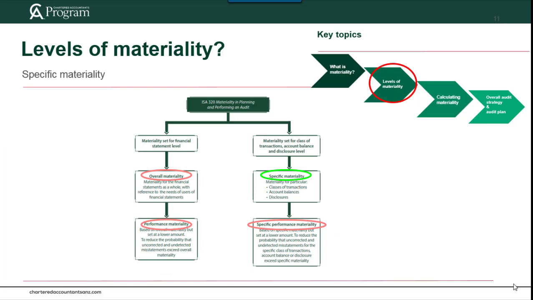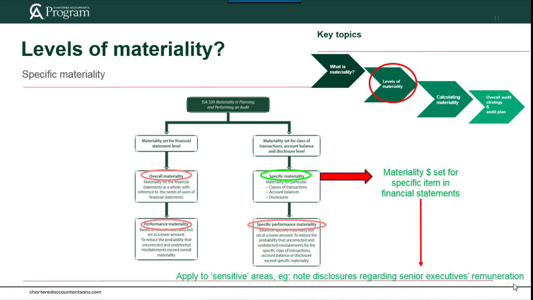Specific materiality refers to materiality set for a specific item in the financial statements, whether it's a particular class of transactions, account balance, or disclosure. In some audit engagements, there may be a need to identify specific materiality due to the need to identify misstatements which could relate to sensitive areas, such as particular note disclosures regarding senior executives' remuneration.